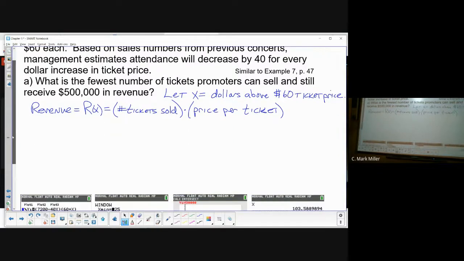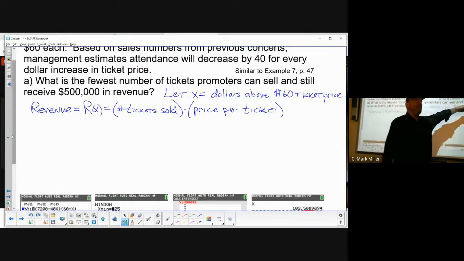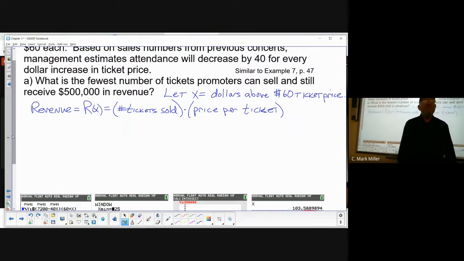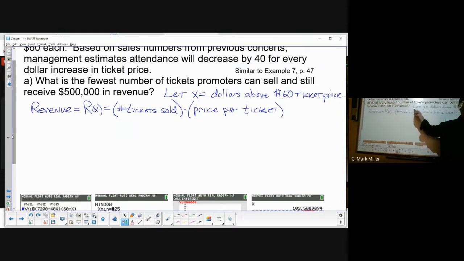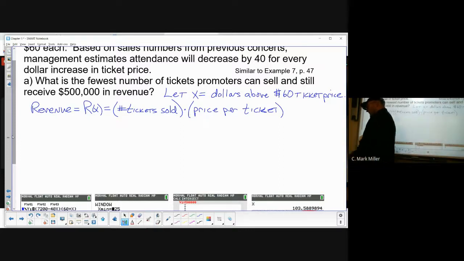Question. Why did I pick X to be dollars above $60? You could do X just be ticket price if you want. But one of these two, it turns out in this problem, is going to be complicated, either one you do. So now ask yourself, for every dollar above 60, I'm going to lose 40 people in attendance.